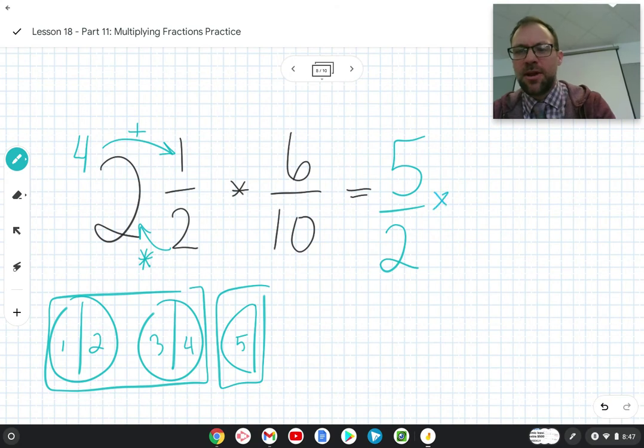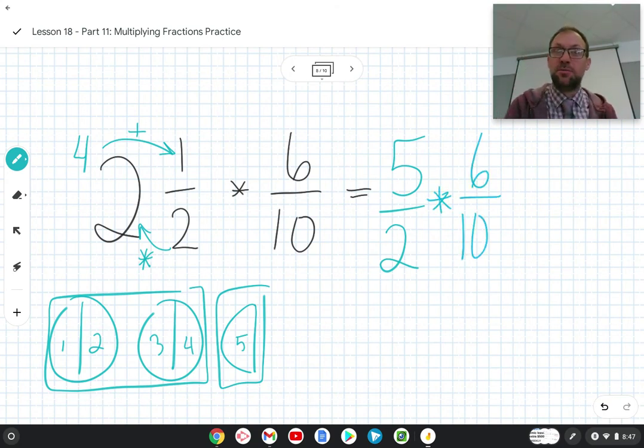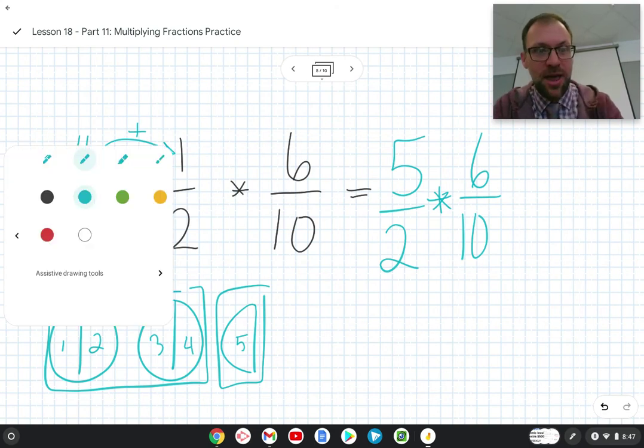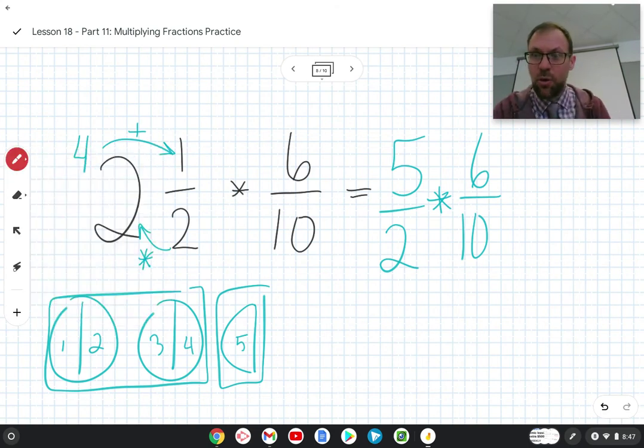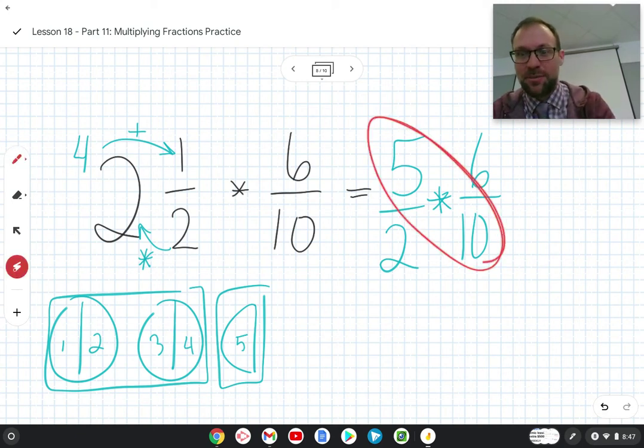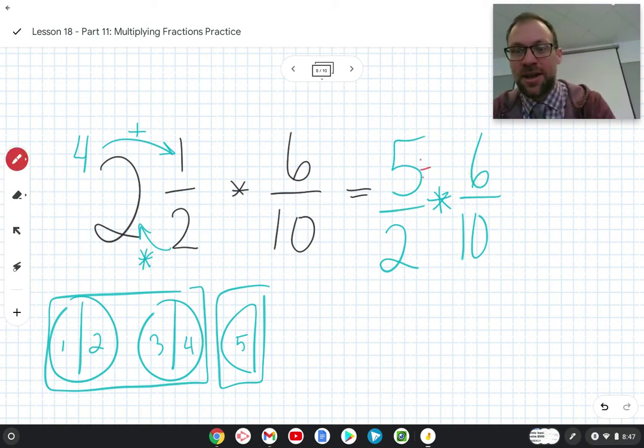Okay, we're going to rewrite the 6/10. And now we're going to simplify first. Always remember to do that. How are we going to do? Oh, look at this. We can do some serious simplifying. 5 and 10 popped out at me right away. We can divide 5 by 5 and 10 by 5. That'll give us 1 and 2.